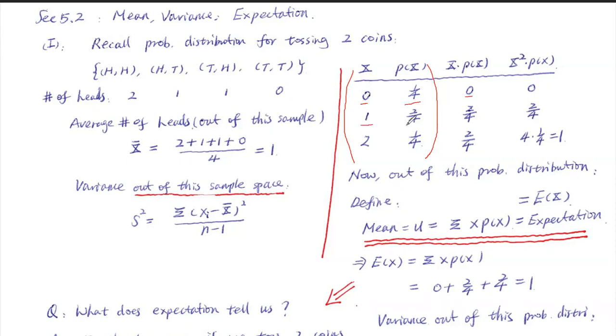We got 1 multiplied by 2/4. What do you have? 2/4, right? 2 multiplied by 1/4, you got 2/4. That's where the multiplication is coming from.